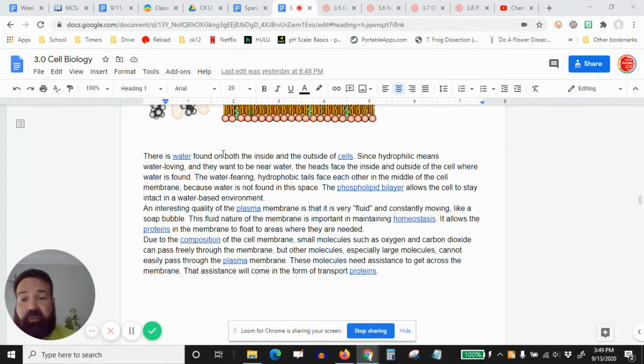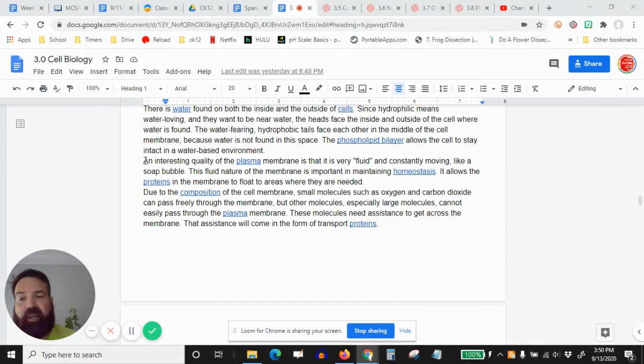There is water found on both the inside and outside of the cells. Since hydrophilic means water-loving, and they want to be near the water, the heads face the inside and outside of the cell where water is found. The water-fearing hydrophobic tails face each other in the middle of the cell membrane. Because water is not found in this space, the phospholipid bilayer allows the cell to stay intact in a water-based environment.